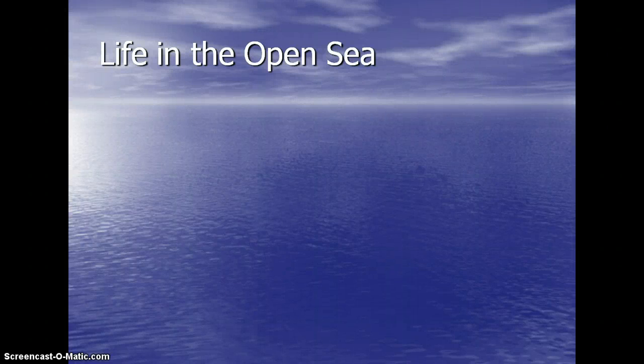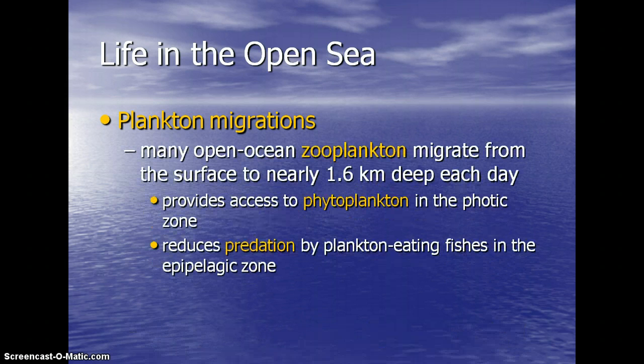Okay, so we just wrapped up talking about patchiness in the open ocean, and now we get to talk about some of the migrations that occur in the ocean. So we get some plankton migrations actually during the evening and during the night. So a lot of zooplankton actually live fairly deep in the water during the day, and then at night they actually migrate up to the surface in order to feed.